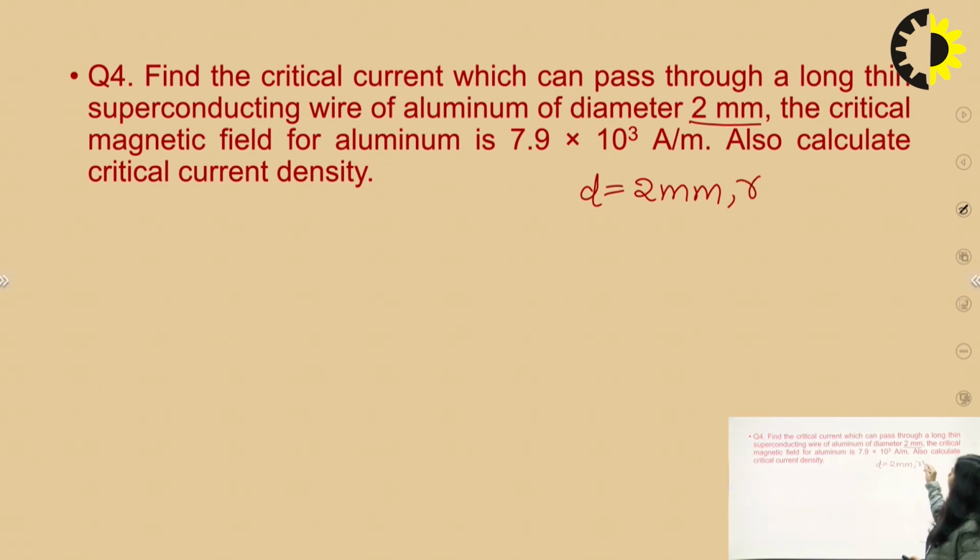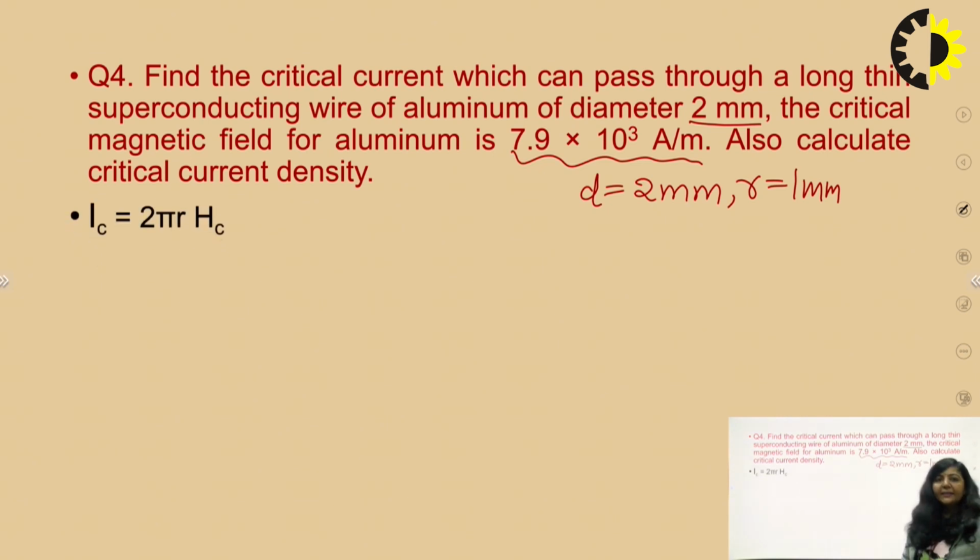So if D is 2 millimeter, then obviously radius is 1 millimeter. The critical magnetic field for aluminium is 7.9 into 10 raised to power 3 ampere per meter. So the critical magnetic field is also given. We have to find the critical current as well as the critical current density. So let's see how to solve this particular problem.